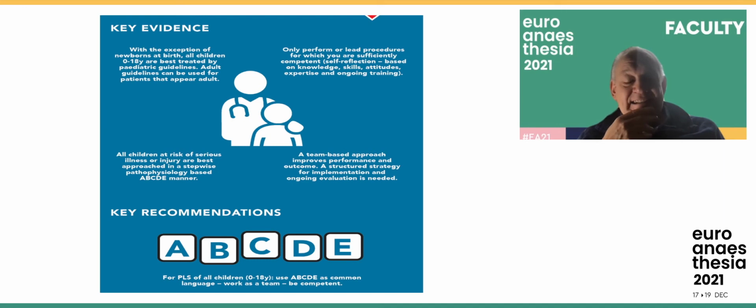Up to 18 years of age, excluding newborns, the adult guidelines can be applied to those who you think look like adults. But increasingly, there's evidence that even young adults may respond better to a ventilation-compression system of resuscitation. That's still contentious. So at the moment, we're recommending 0 to 18 years of age for these guidelines.